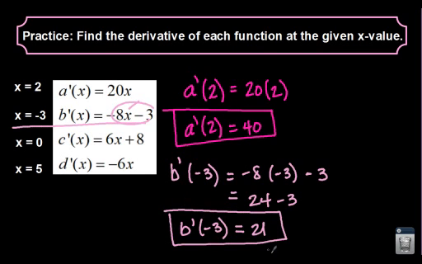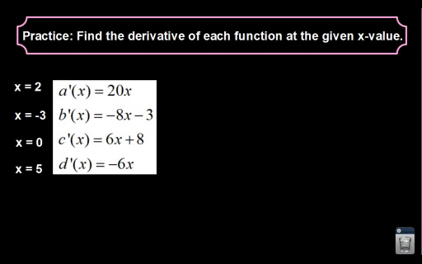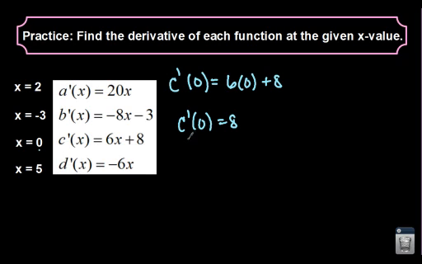Okay, if you want to try the next two on your own, go ahead and pause and then come back and make sure you do it right. But you should have all these examples in your notes. Okay, as usual. So c of x, I'm finding the slope when x equals 0. So I'm going to say c prime of 0 equals 6 times 0 plus 8. So c prime of 0 equals 8. That means on my original function, when x is 0, the slope of my tangent line is 8. Okay, not as steep as the others.